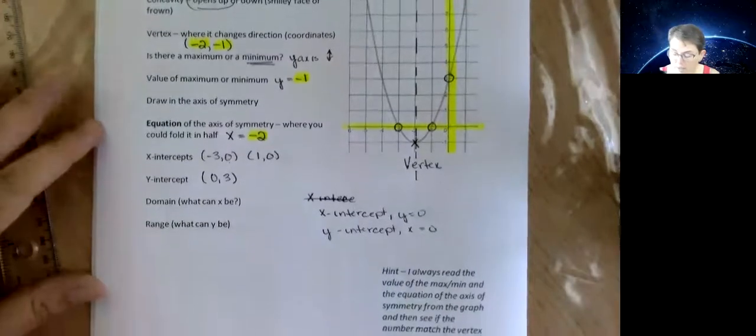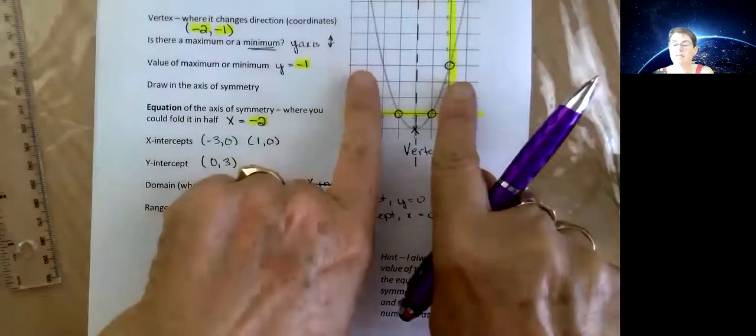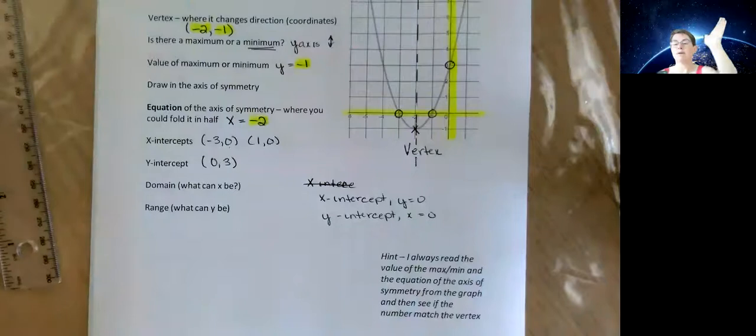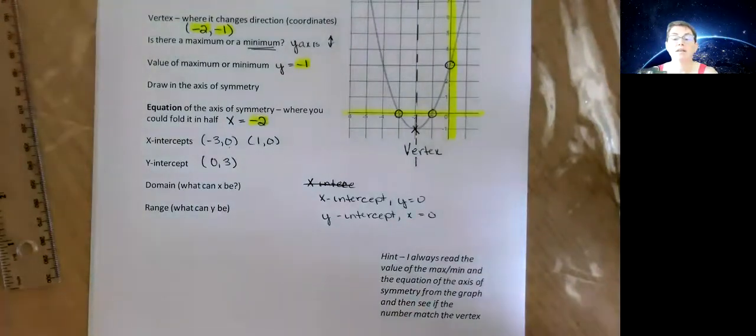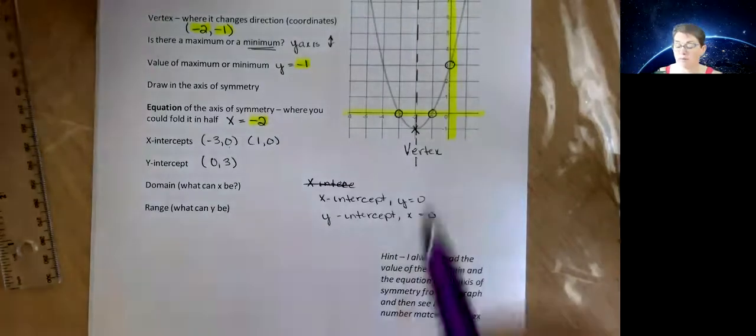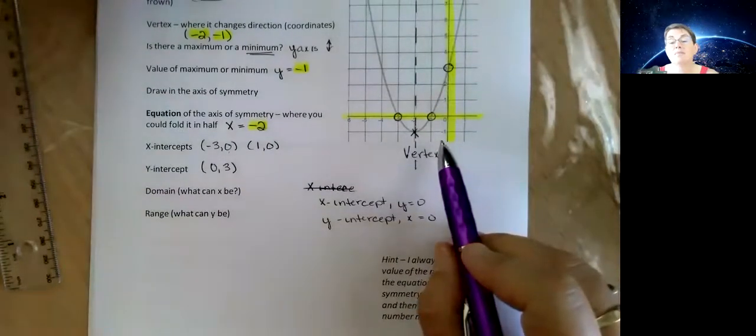Domain, what can x be? Well, this thing keeps going. So it's going to keep going wider. Theoretically, you could have an x of 1,000. I don't know how high up that would be on our graph here. It'd probably be a long way, but eventually it would get there. So any number will work.